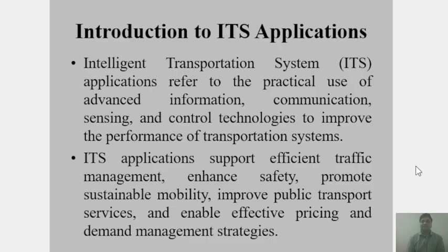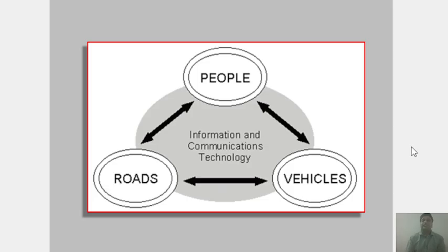In this ITS, we are going to see how we can practically apply ITS for various traffic operations, by which it can enhance safety, promote sustainable mobility, enable effective pricing, and meet the demands and strategies. These are the three parameters which are correlated with each other: the people who are using the vehicles, and the vehicles which are running on the roads. Information and communication technologies go hand in hand.